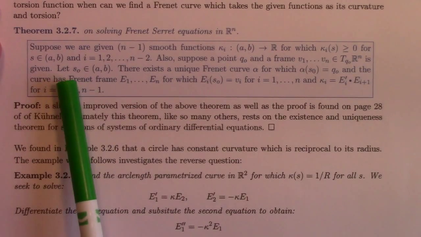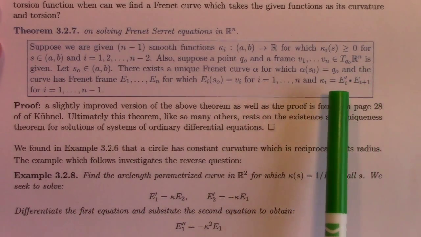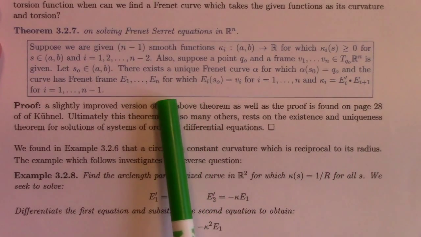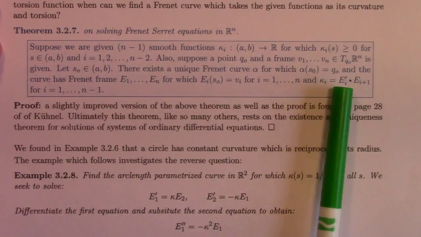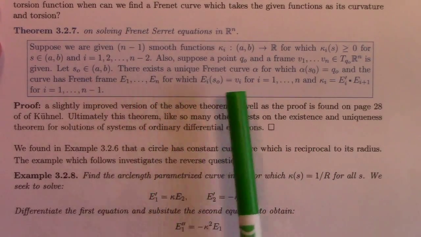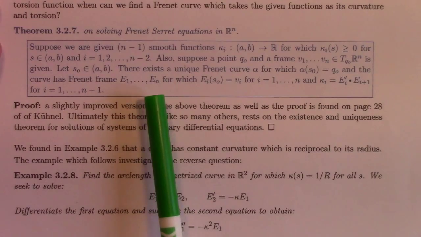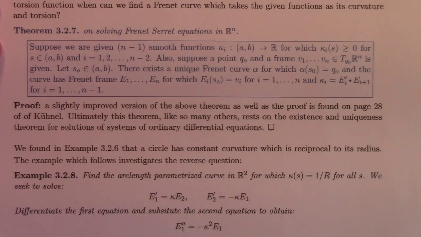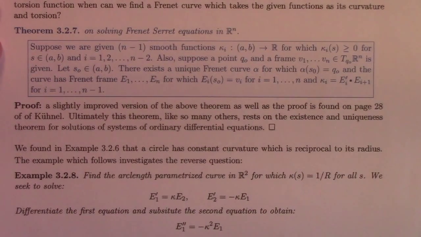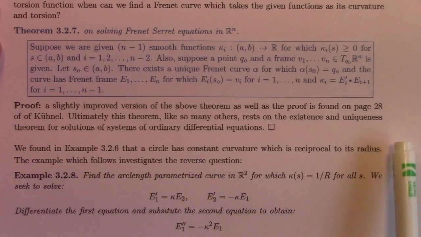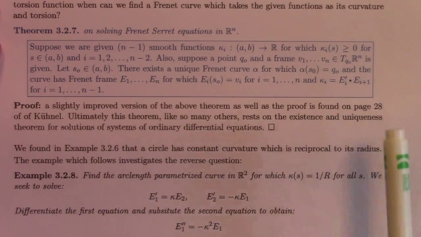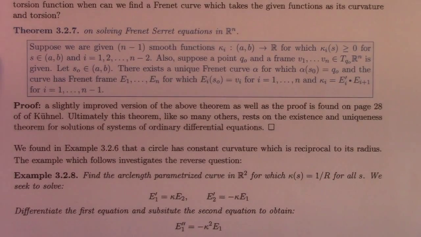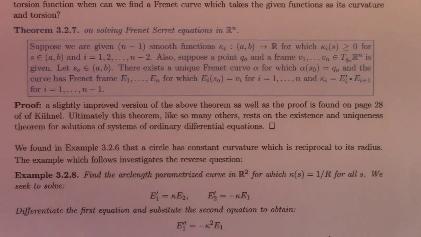Okay, so if you're given these potential curvature functions, a point, and also a frame, then there exists a unique Frenet curve alpha which matches up the point and matches up the frame as its Frenet frame, and more than that, it reproduces the given functions as curvatures. This is very cool, because this means that if I give you a set of functions of the right type, then you can find me a curve which takes those functions as its curvature. The proof of it can be found basically on page 28 of Kuhnel, and ultimately it rests on some existence and uniqueness theorem from differential equations, which we have not proved.